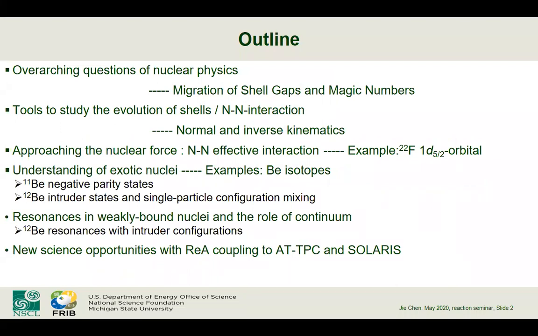Firstly, I will show you some overarching questions of nuclear physics and the transfer reaction as a tool to study the evolution of shells and the nuclear effective interactions. Using the fluorine example, I will show you how we study the nuclear effective interactions using one-nucleon transfer reactions. And using beryllium-11 negative parity states and the beryllium-12 intruder states, I will show you how we study the exotic structure of nuclei using one-nucleon transfer reactions.